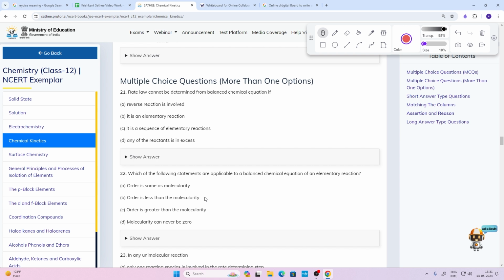Now we will move to multiple choice questions, meaning more than one option can be correct. So you have to look carefully at each of these and then decide what the correct options are.